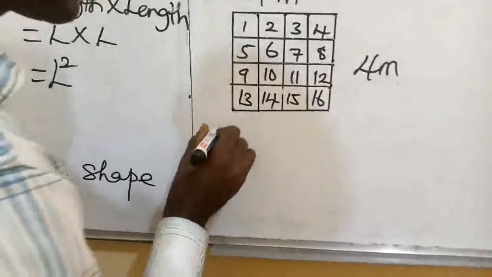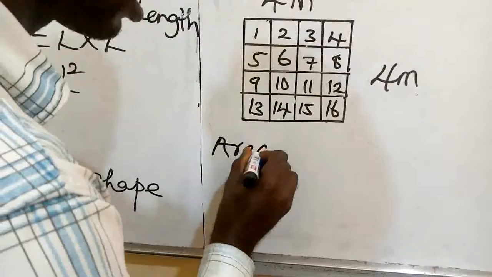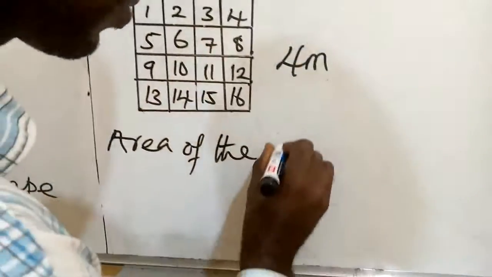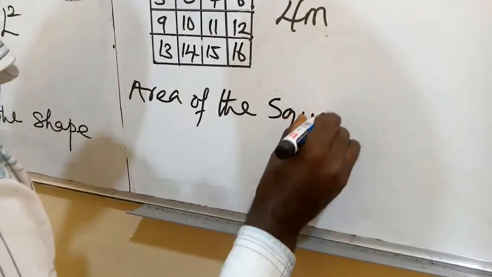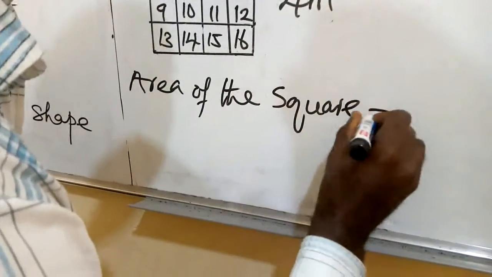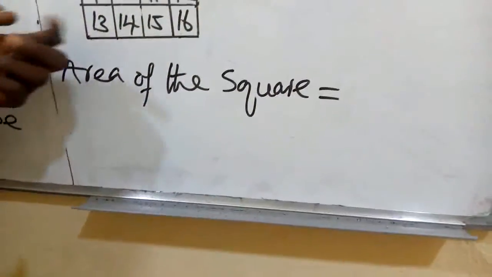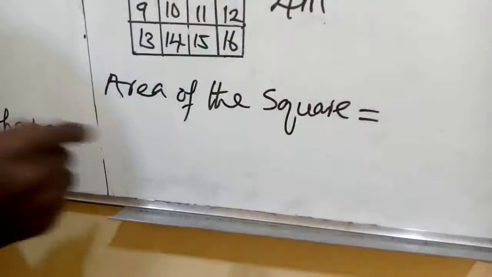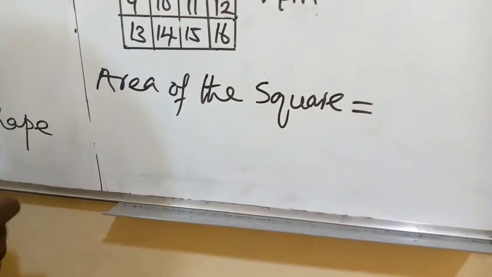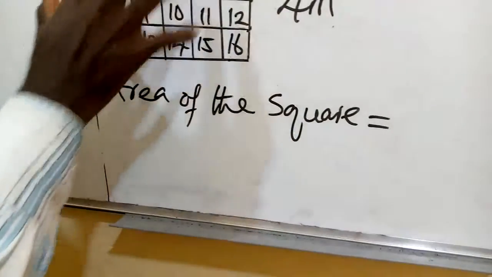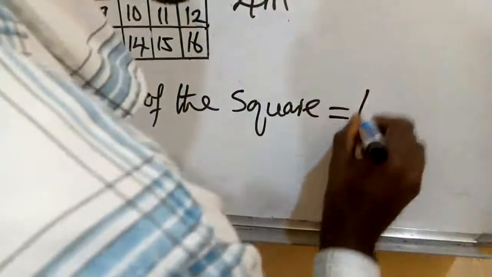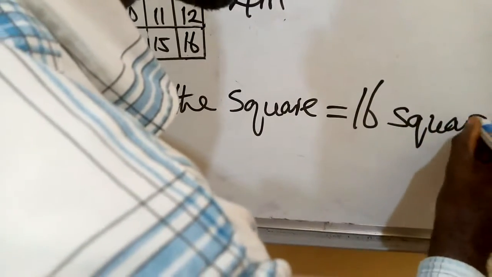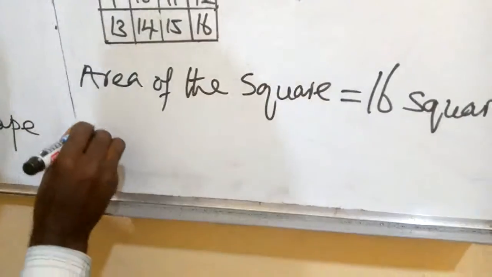So next we have the area of the square is equal to what? How many little squares are found in this big square? There are 16 squares. So the area of the shape is 16 square units.